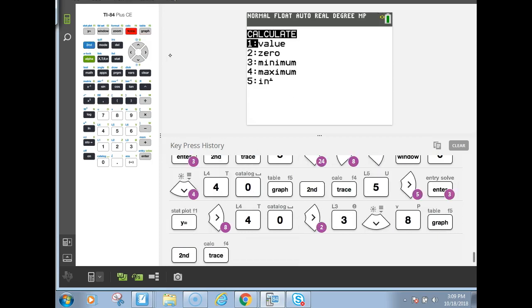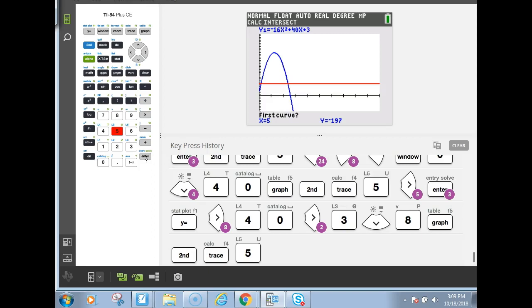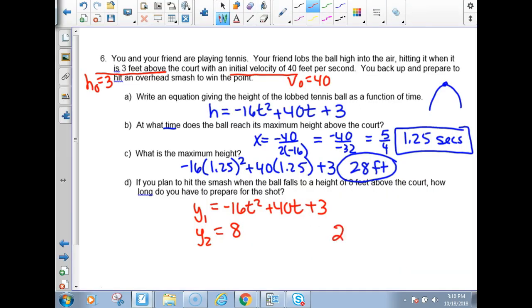Second, trace. Choice 5. Okay, enter, enter, enter. It's nice having the color graphers because you can tell it just changes the color. You know it's bouncing off one color to the next. And that happened in 2.37 seconds. You got 2.37 seconds to get ready for that smash.